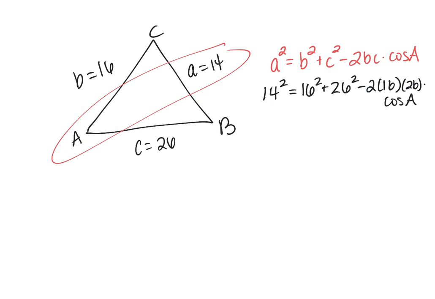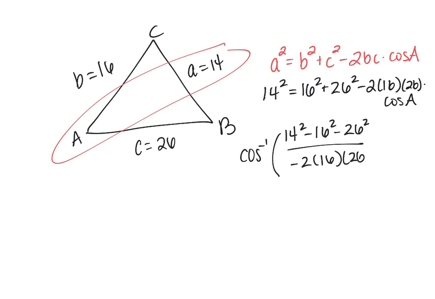Now, we also had created another formula here where we were doing the cosine inverse, where we kind of solved this whole thing. And that's probably the way you're doing it. So let me go ahead and get that written up here as well. So here we would be doing the inverse cosine, and we would have the 14 squared minus the 16 squared minus the 26 squared divided by the negative 2 times the 16 times 26.